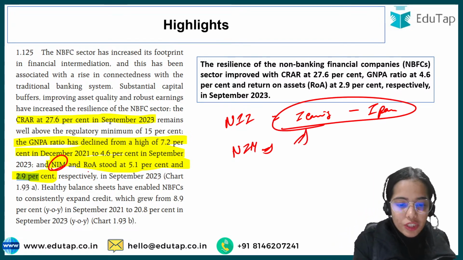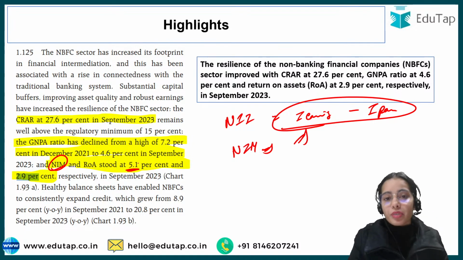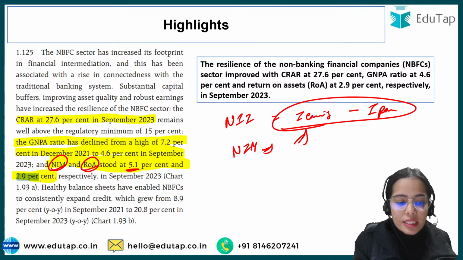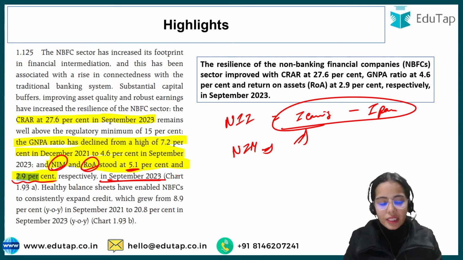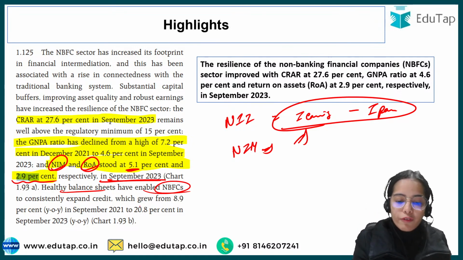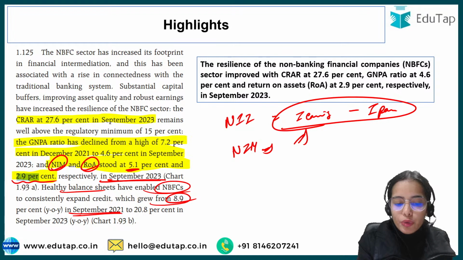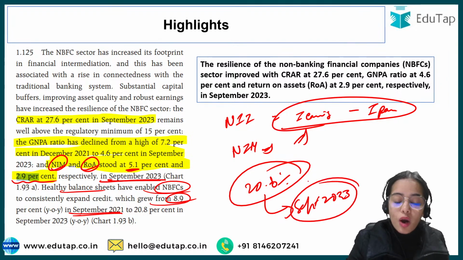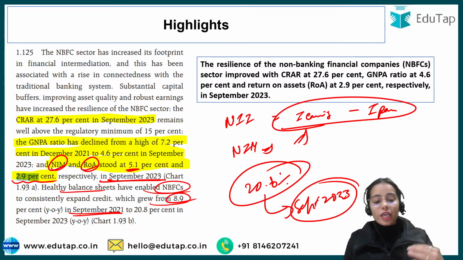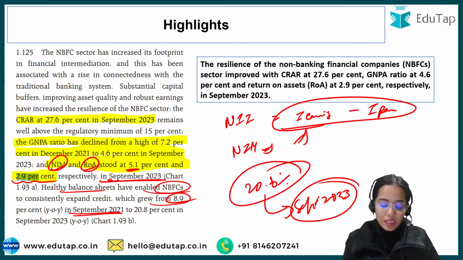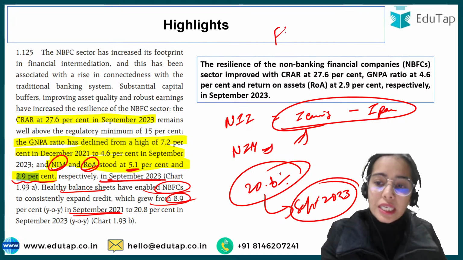Okay, so the net interest margin has stood at 5.1 percent. 5.1 percent of net interest margin the NBFCs are getting, and the return on assets is 2.9 percent for the NBFCs in September 2023. So this is a very good thing that is happening. Healthy balance sheets are being maintained by the NBFCs. They are consistently expanding their credit, which grew from 8.9 percent in September 2021 to 20.8 percent in September 2023. So you can understand how big a deal this is, that from 8.9 percent their credit has increased to 20.8 percent. So these are the whole highlights regarding the FSR, the financial stability report.